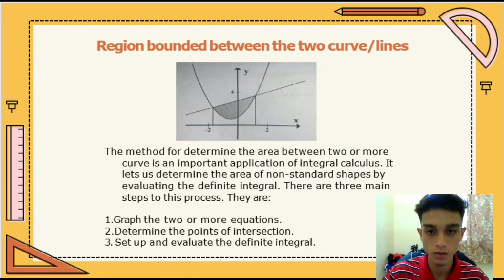Region bounded between two curves or lines. The method for determining the area between two or more curves is an important application of integral calculus. It lets us determine the area of non-standard shapes by evaluating the definite integral. There are three main steps to this process. First, graph the two or more equations. Second, determine the points of intersection. And the last one is to set up and evaluate the definite integral.